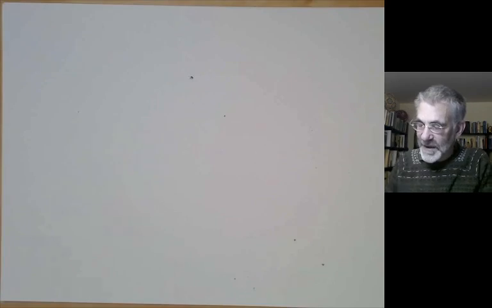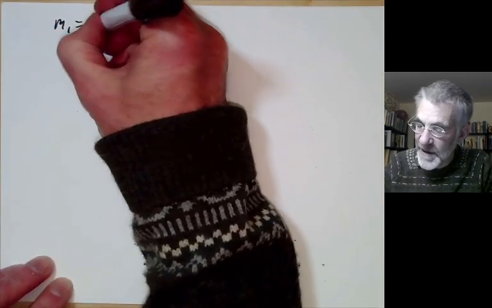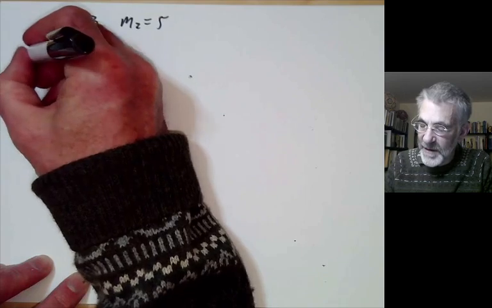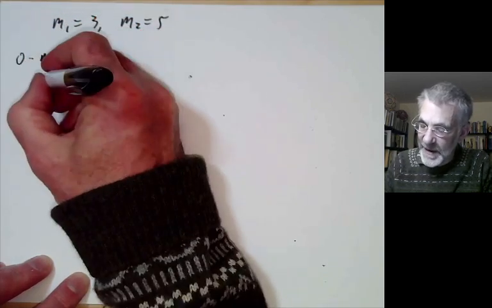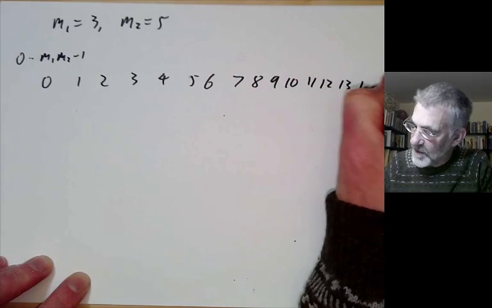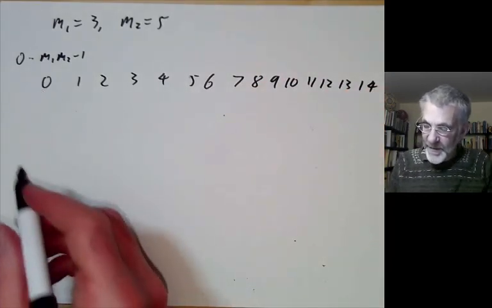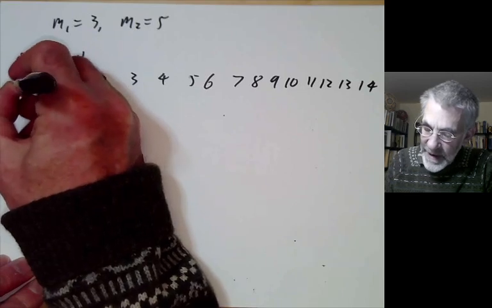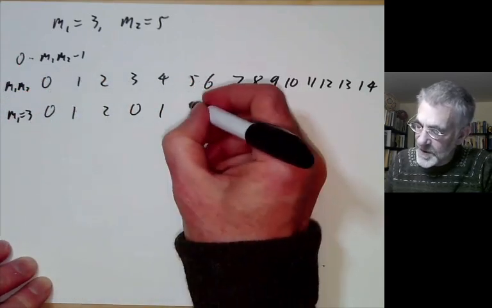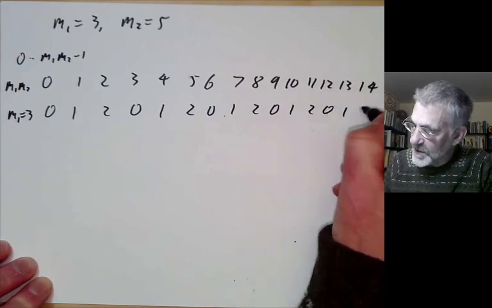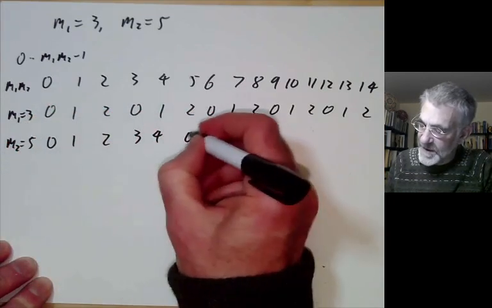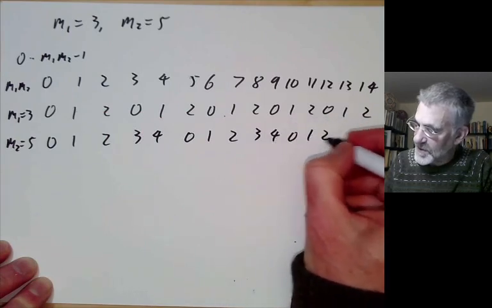So let's just write this right out as an example. Let's take M1 equals 3 and M2 equals 5. So we have the numbers from 0 to M1 M2 minus 1. So we get 0, 1, 2, 3, 4, 5, 6, 7, 8, 9, 10, 11, 12, 13, 14. And so this is modulo M1 M2. And now we can have the modulo M1, which is 3, and we get 0, 1, 2, 0, 1, 2, 0, 1, 2, 0, 1, 2, 0, 1, 2. Now we write them out modulo M2, which is 5, and get 0, 1, 2, 3, 4, 0, 1, 2, 3, 4, 0, 1, 2, 3, 4.